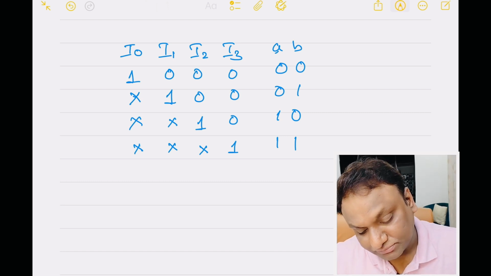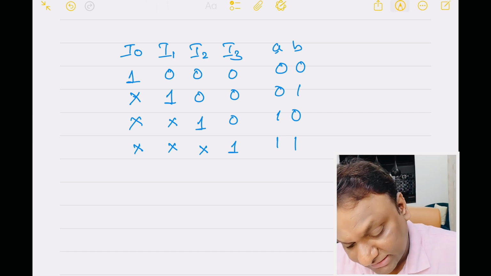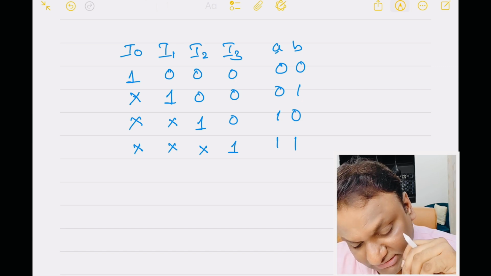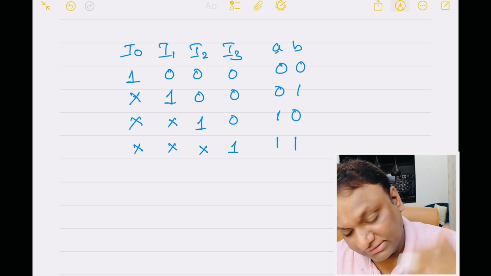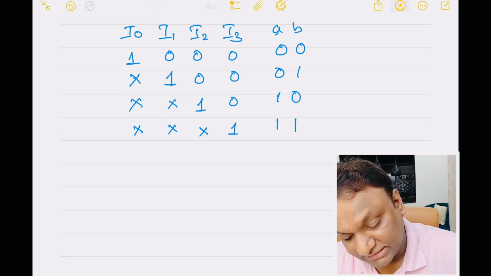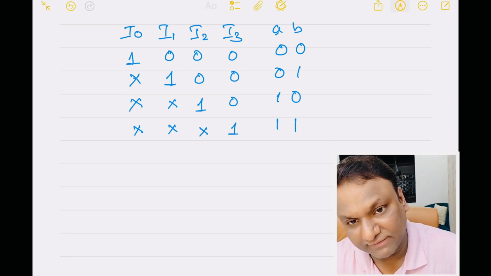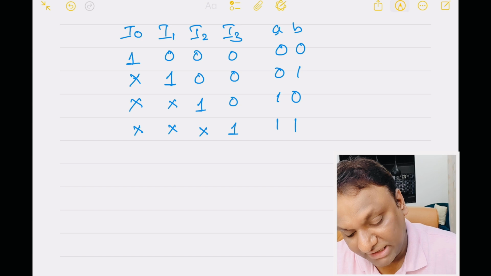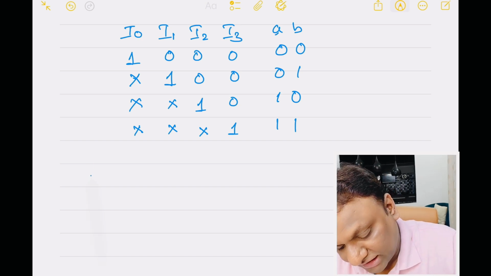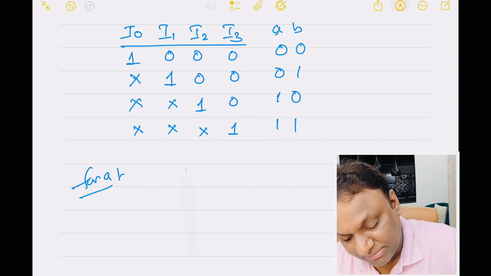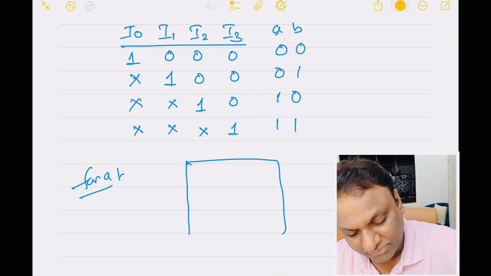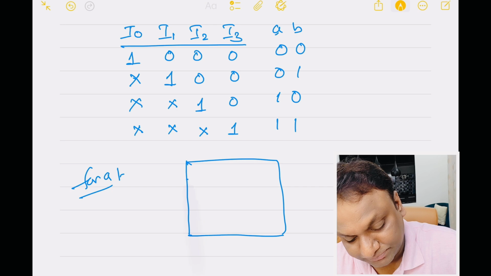Now you see here, what can we do? We can plot the same thing in the K-map and derive the output equation for A and B. So for A, because I have 4 inputs, which K-map will I use? I will be using a 4 variable K-map.